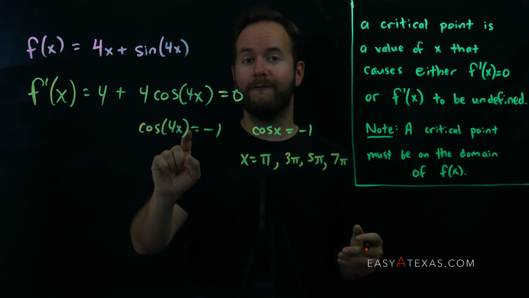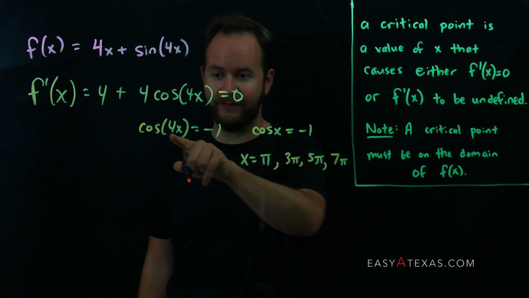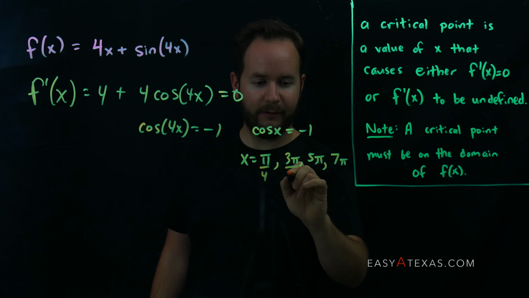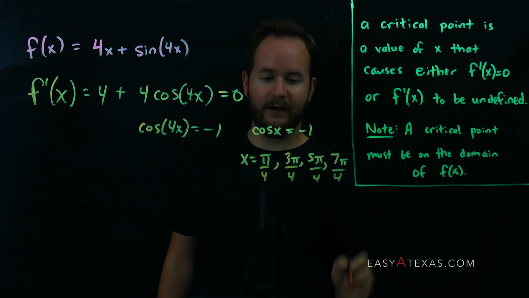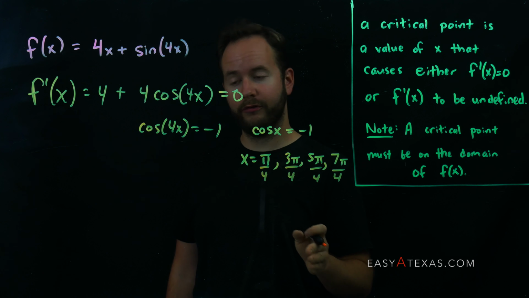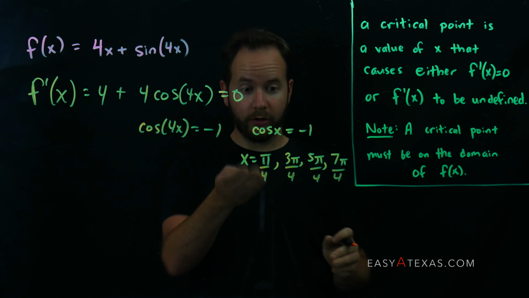But remember, this is cosine of 4x. So what I need to do to each of these values is divide by that factor of 4. We're going to say divide by 4, divide by 4, divide by 4, and divide by 4. All of these values of x are potential solutions to this equation. So these are our critical points.